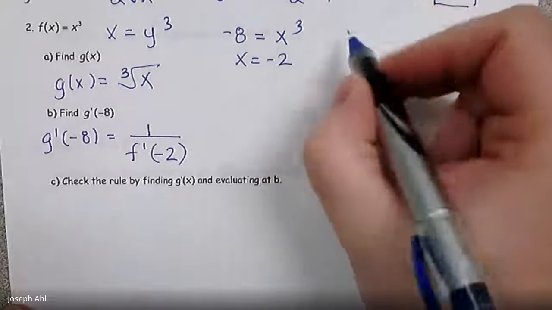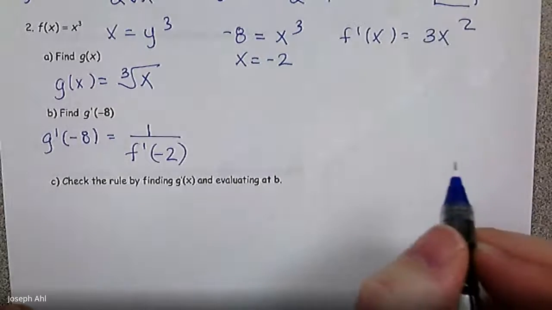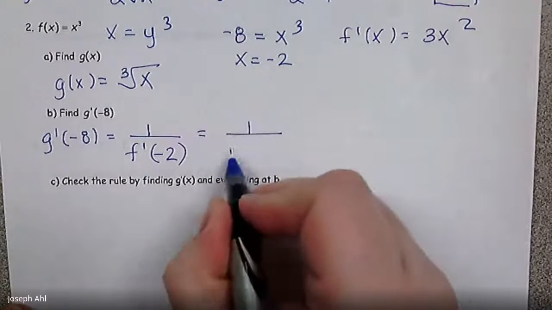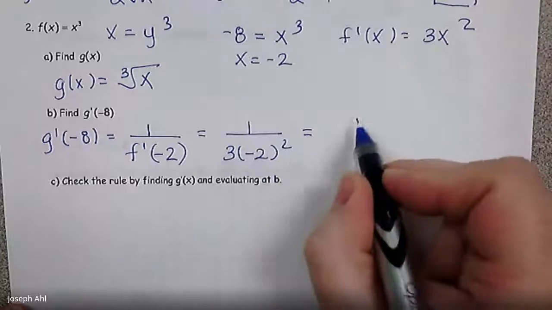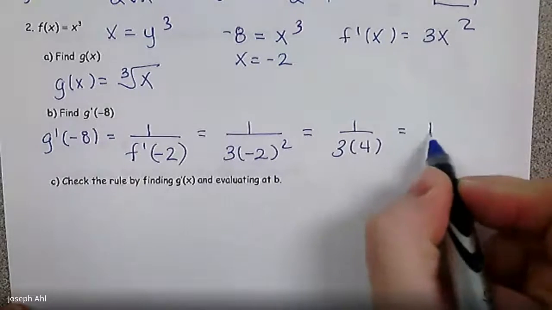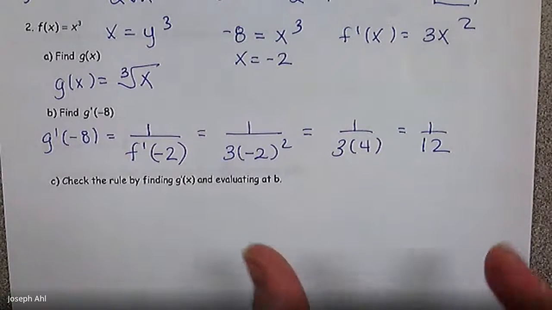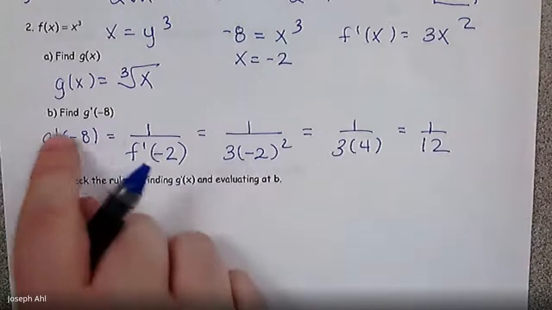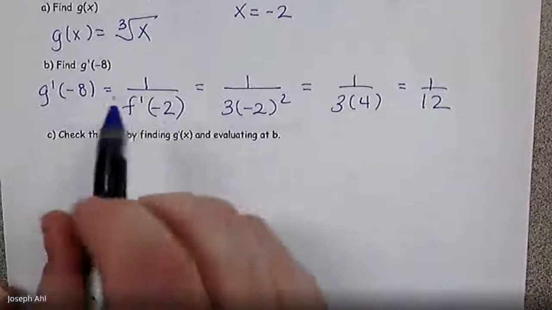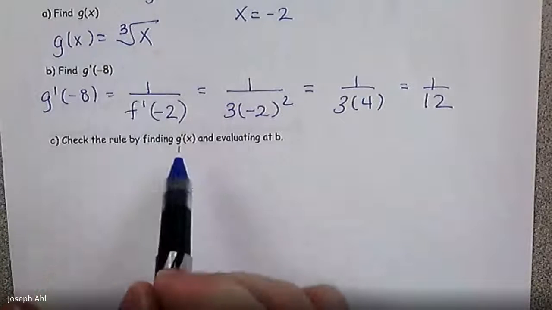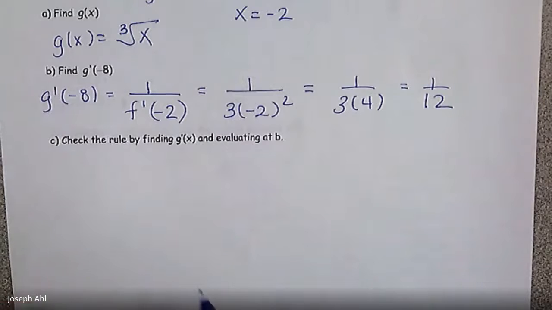So what is the original function's derivative? Well, f prime of x is equal to 3x squared. So we're going to do 1 over 3 times -2 squared. And that's going to be 1 over 3 times 4, which is 1/12. So now we know the slope of the inverse function at -8. But since we already have defined the inverse equation up here, we can find its derivative and evaluate it at -8 and see what happens. Hopefully we get the same thing.